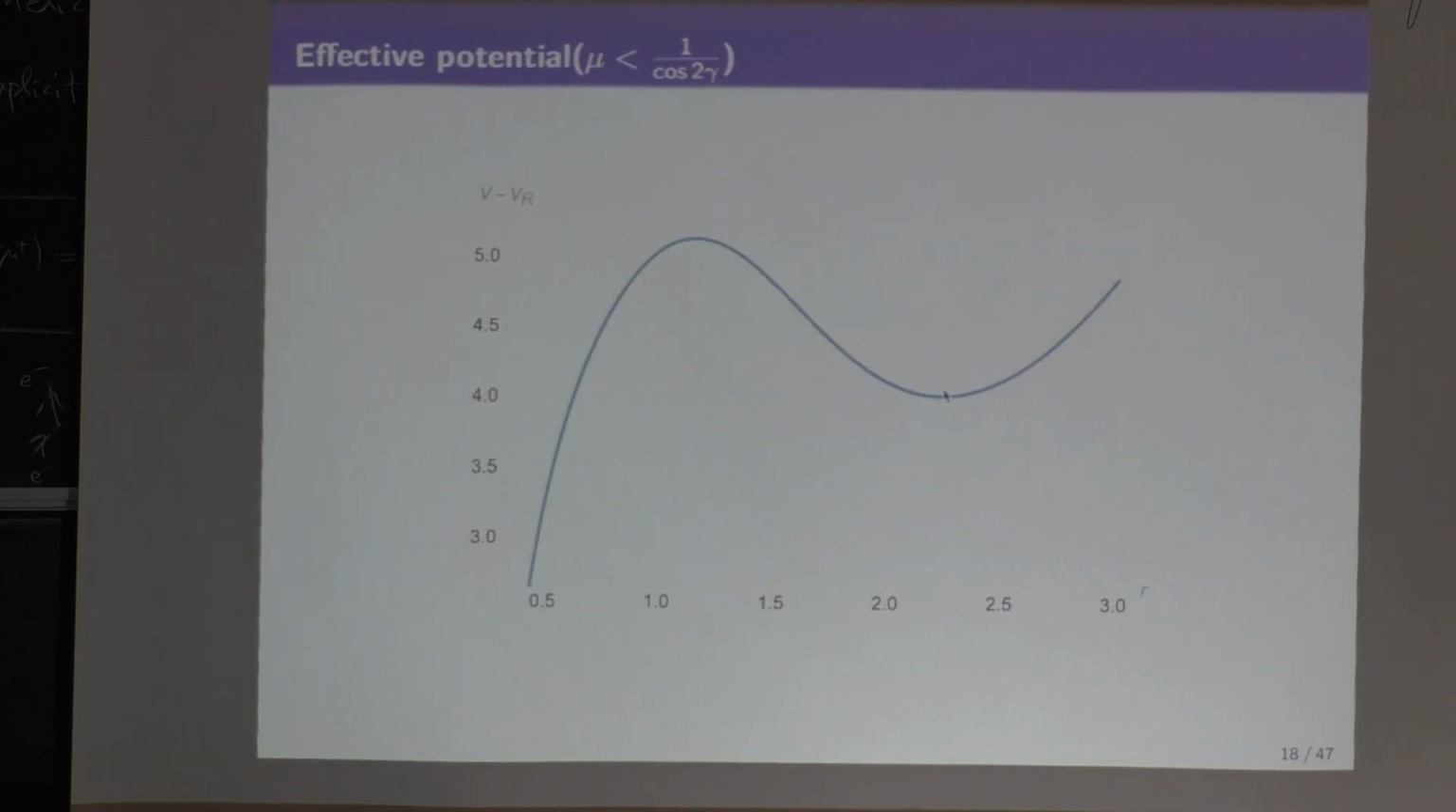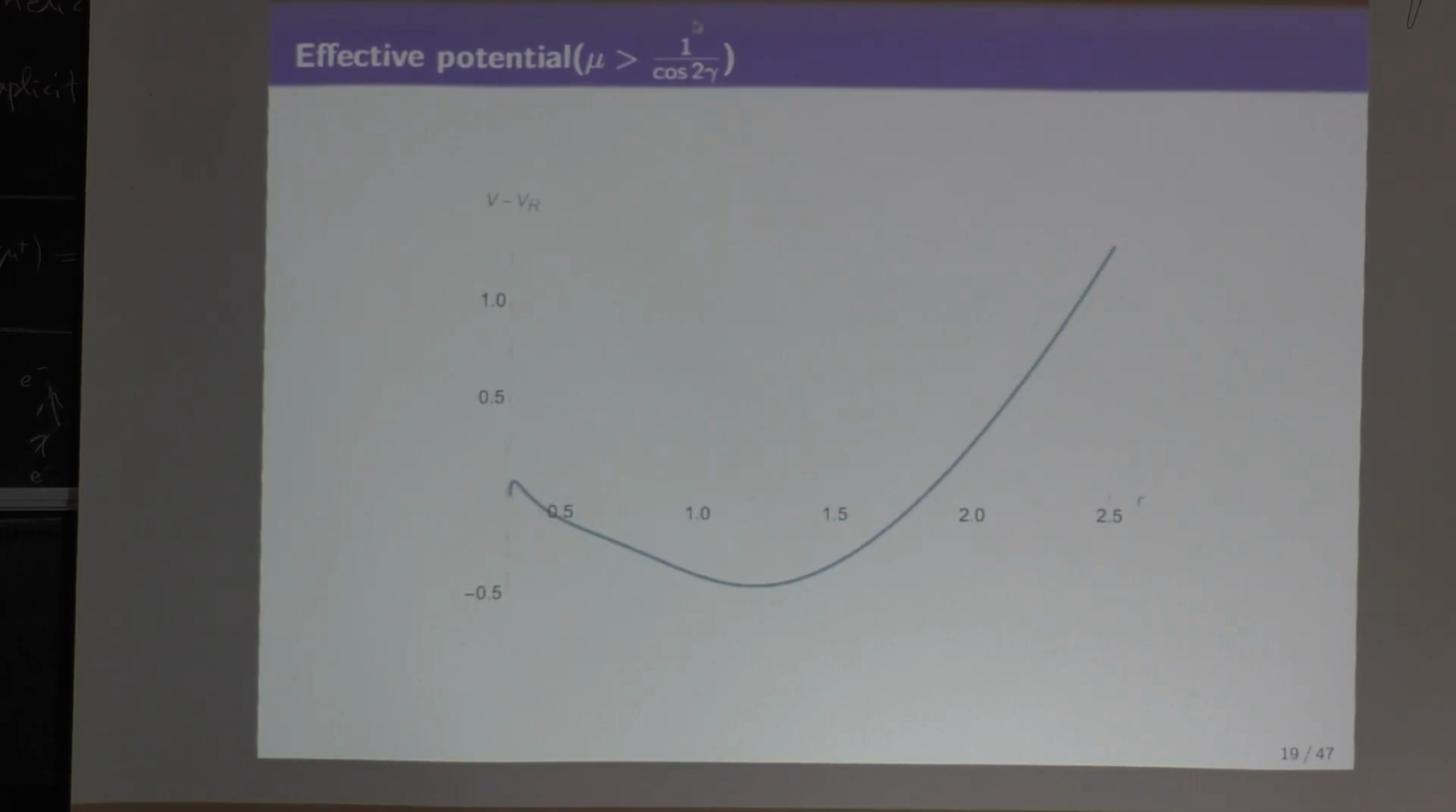So now you see that there is a minimum which is outside the horizon. This value, where it begins, is the radial distance. This r is the radius of the horizon. So you can see that the energy value at the minimum is always above the effective potential at the horizon, when mu is less than 1 over cos 2 gamma. When I increase mu, when I take mu greater than 1 over cos 2 gamma, then something funny happens. Now the minimum is below the value of the effective potential at the horizon.